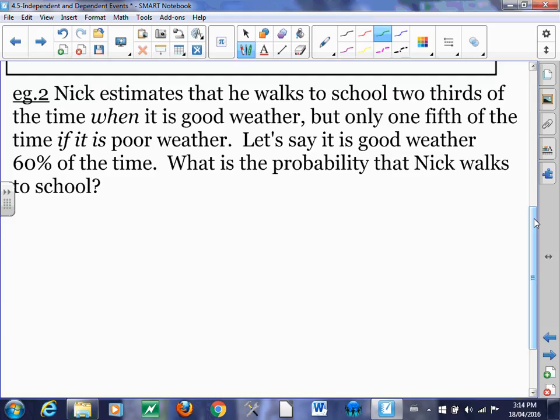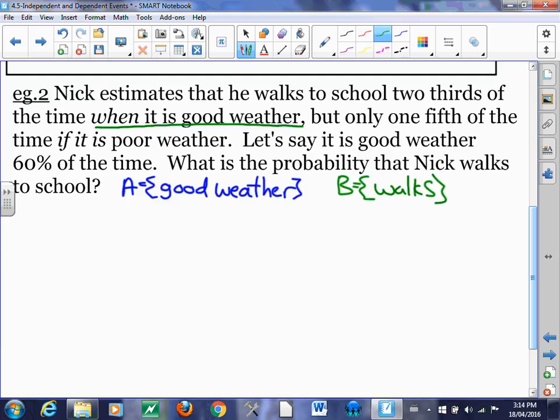Okay, so his walking ability is dependent on good weather. Okay, so let's start with our event A. So our event A is good weather, because that's our deciding factor if he walks or not, right? Okay, and event B is that he walks. Okay? And the reason I chose A, it's when he said when the weather is good. Okay? So that is happening first. So he walks 2/3 of the time when it is good weather. That means weather has to be our first event.